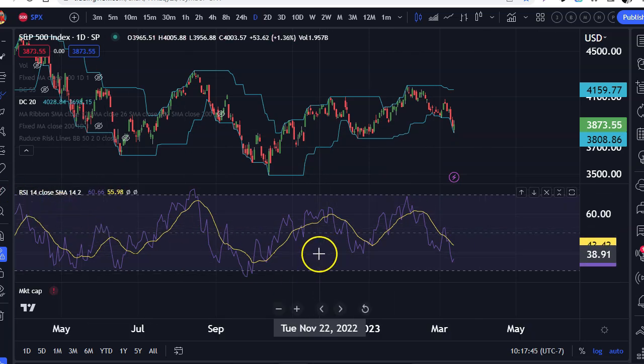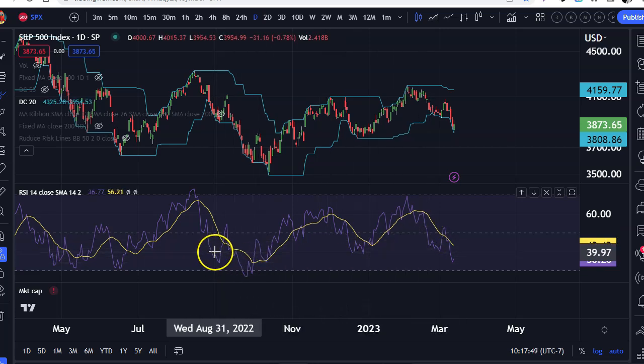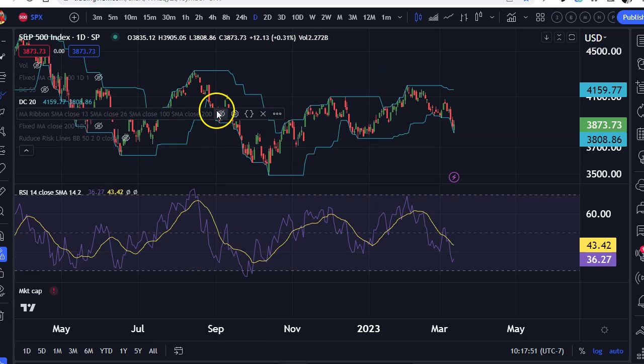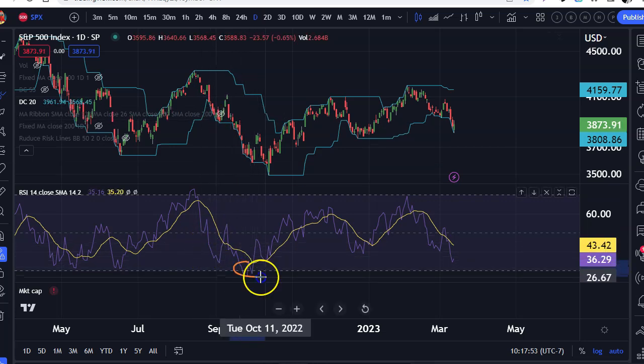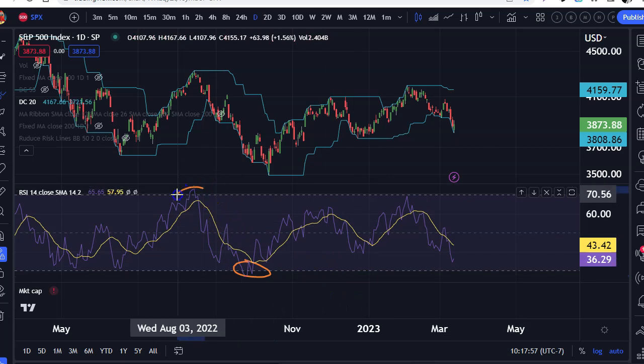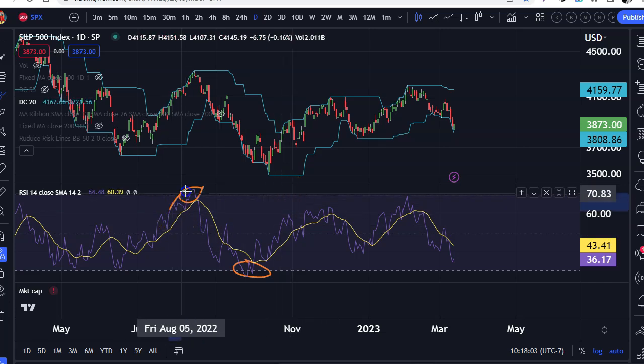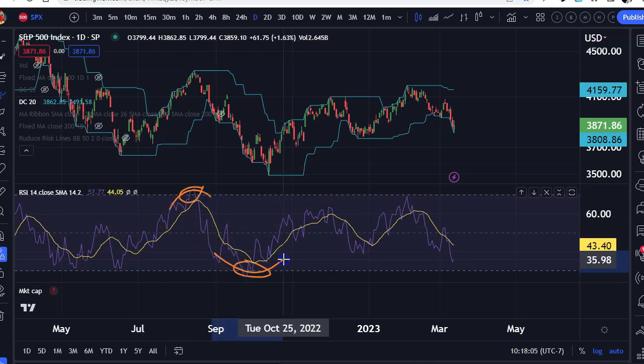The RSI is the relative strength indicator, and when the market is oversold, it's going to show a low reading below 50, and when the market is overbought, it'll show a high reading above 70, 80. And when it's turning is when I like to put on my spreads.